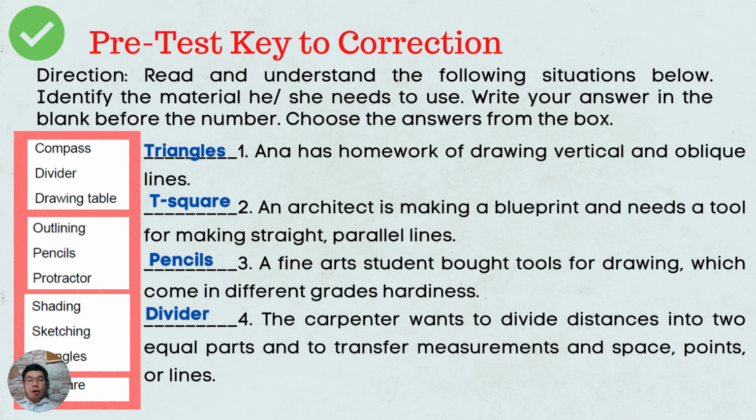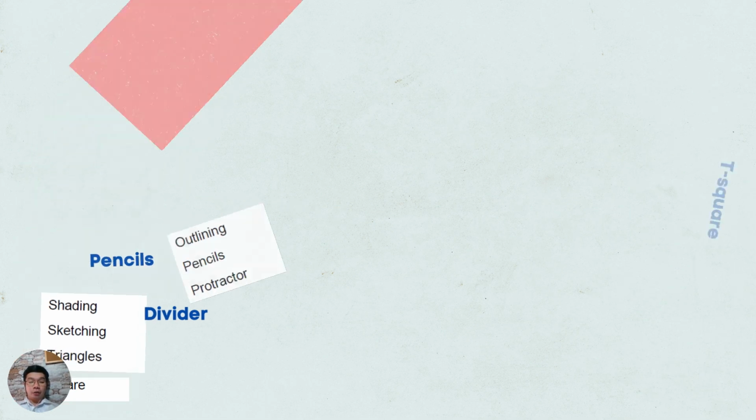Number 1. Anna has homework of drawing vertical and oblique lines. The answer is triangle. 2. An architect is making a blueprint and needs a tool for making straight or parallel lines. The answer is T-square. 3. A fine art student bought tools for drawing which come in different grades of hardness. The answer is pencils. 4. The carpenter wants to divide distances into two equal parts and to transfer measurements in space, points, or lines. The answer is divider.